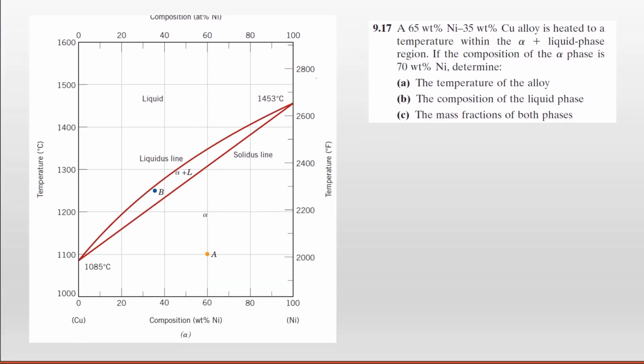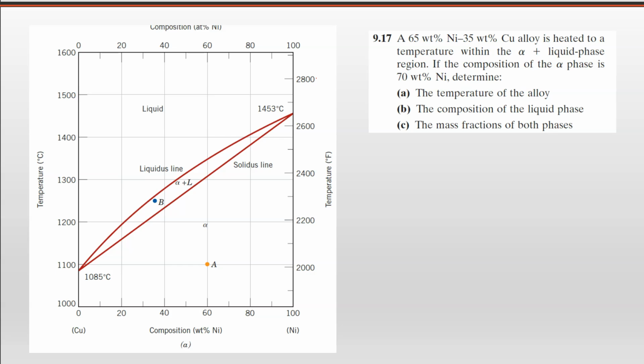Let's have a look at the application of the phase rule to a typical textbook problem. It says here a 65 weight percent nickel, 35 weight percent copper alloy is heated to a temperature within the alpha and liquid phase region.